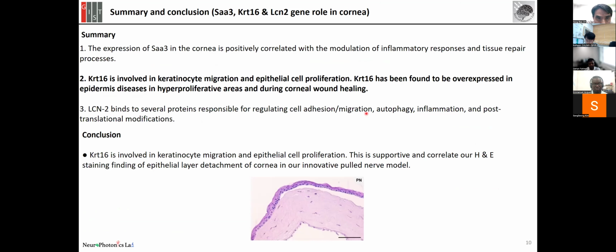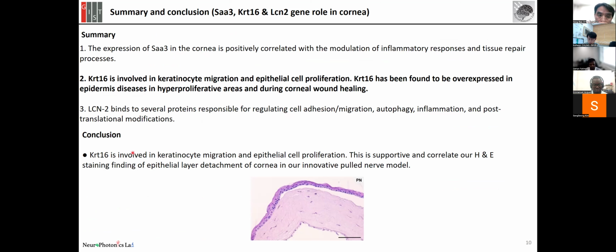After this brief summary and conclusion, we can say that the expression of SA3 in the cornea is correlated with the modulation of inflammatory responses and tissue repair processes. KRT16 is involved in keratinocyte migration and epithelial cell proliferation, and this is overexpressed in the hyperproliferative areas and in corneal wound healing. And also LCN2 is involved in cell adhesion, migration, autophagy, and inflammation.